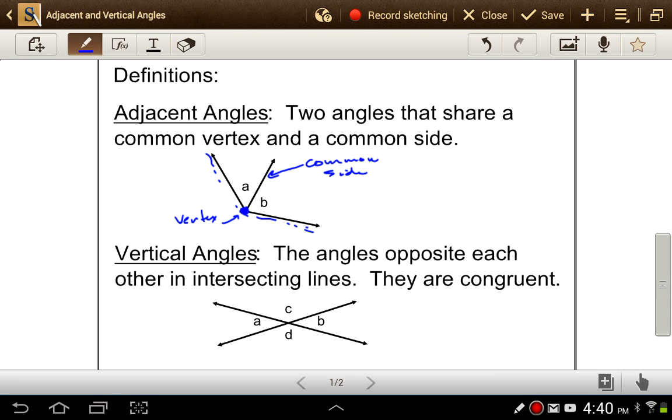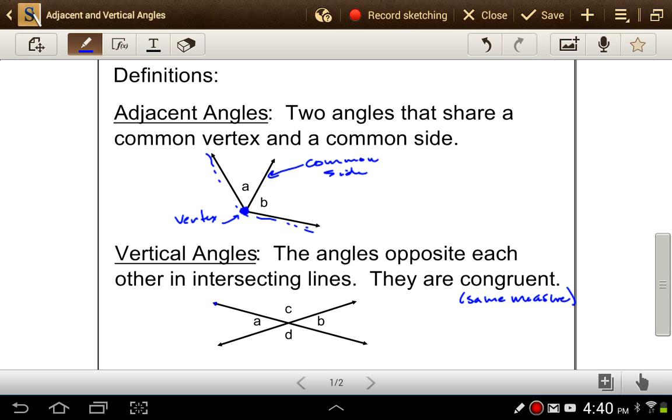Now, vertical angles are the angles opposite each other in intersecting lines. So here we have our intersecting lines. There's one intersecting line. There's another. It's the angles opposite of each other. Vertical angles are congruent, which means that they have the same measure. So that is what congruent means. Same measure. So in this example, we have two sets of vertical angles.